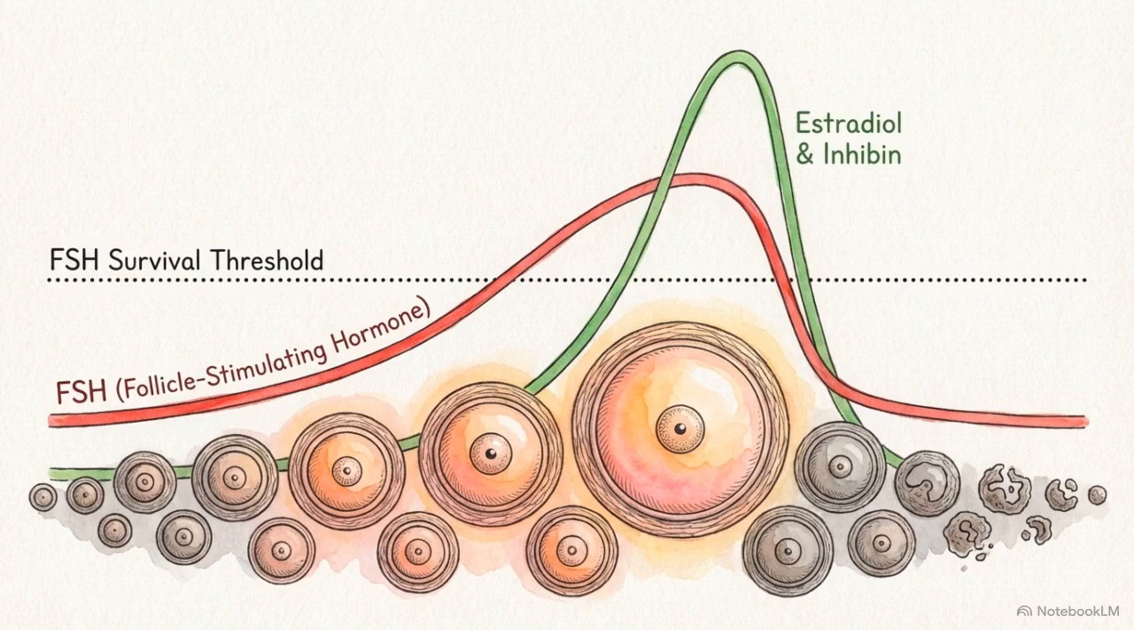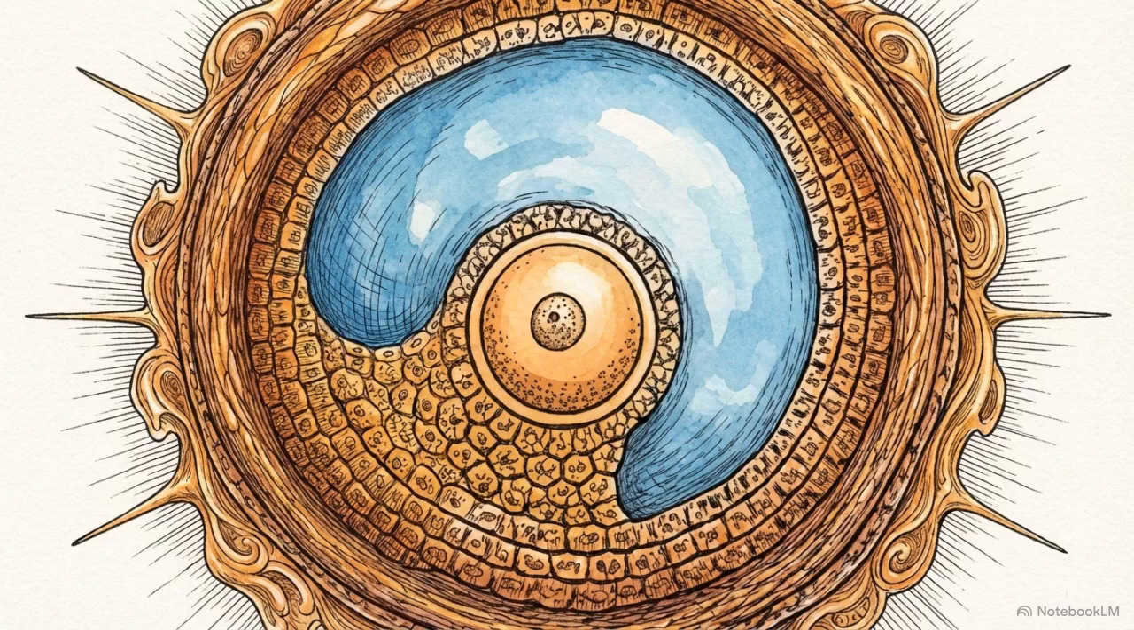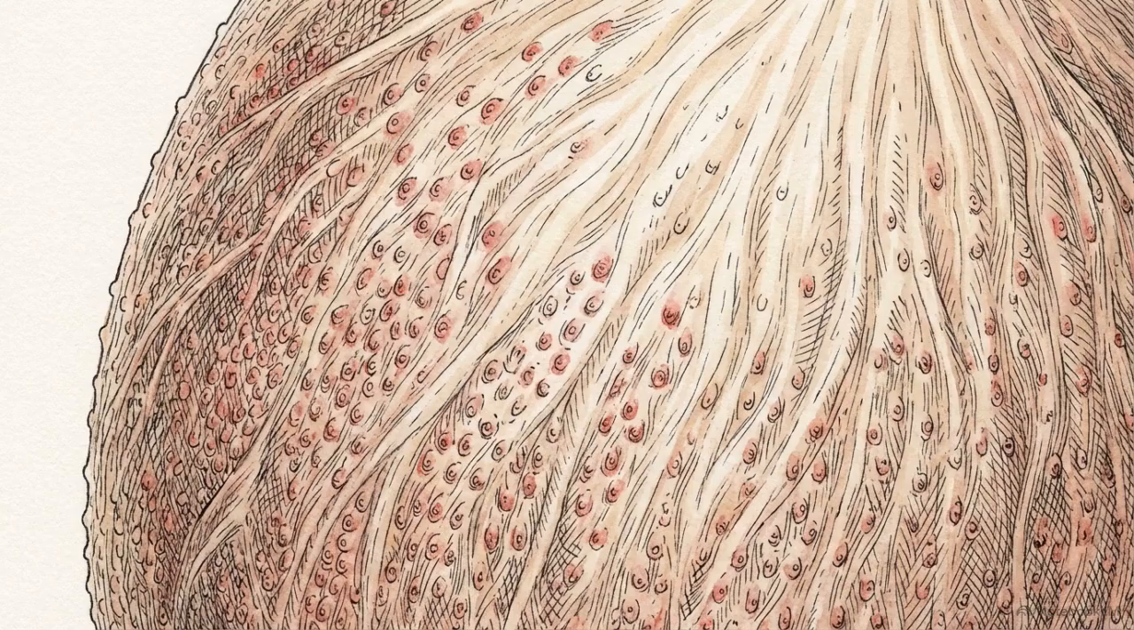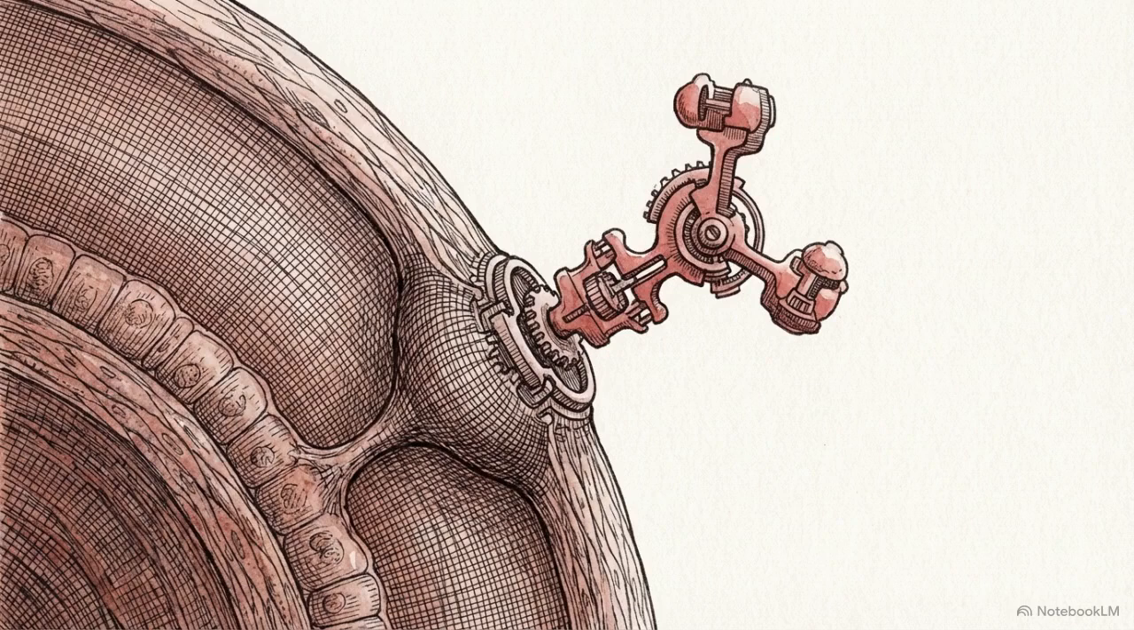The largest dominant follicle outputs extreme estradiol and inhibin, crashing systemic FSH levels, which causes smaller, subordinate follicles to undergo atresia. The single dominant follicle survives this crash in FSH supply exclusively because it has acquired a superior density of FSH receptors. This allows it to maintain extreme sensitivity to the hormone even as systemic levels drop.